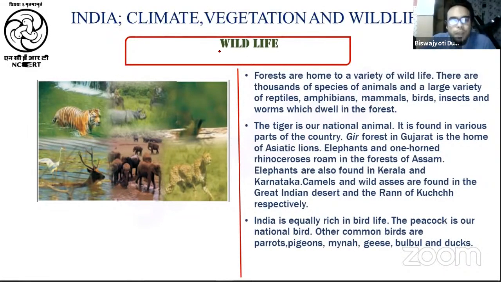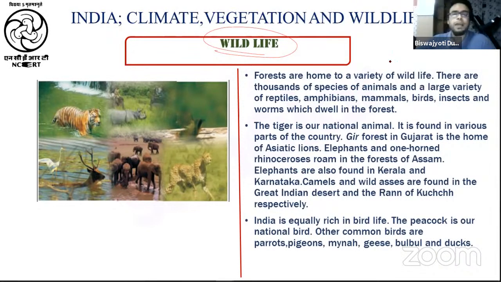Then moving on, if I have to talk about your wildlife. Now this topic is not very important, like I have already said, from your examination perspective, right? This topic is mainly a part of your environment and ecology, which will be dealt with separately. But still, let us just go through it since it's a part of the NCERT, and NCERT forms the basis of your exam preparation, right?